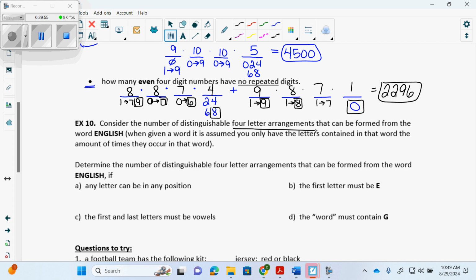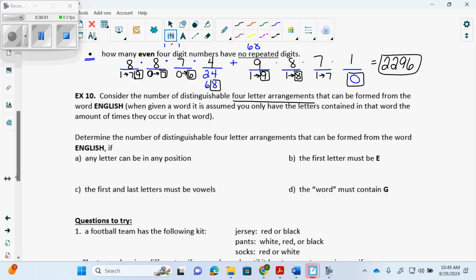On tests. So we need 4-letter arrangements that can be formed from the word English. Okay? Determine the number of single 4-letter words from English if any letter can be in any position. So there's no restrictions here, so I can do them in any order. We agree? So how many letters do I have for that first blank? 7. I have all the Scrabble tiles. So I would have ENGLISH.